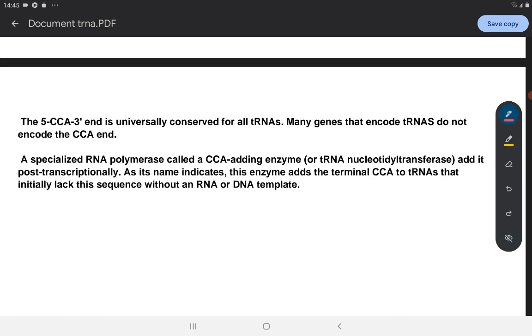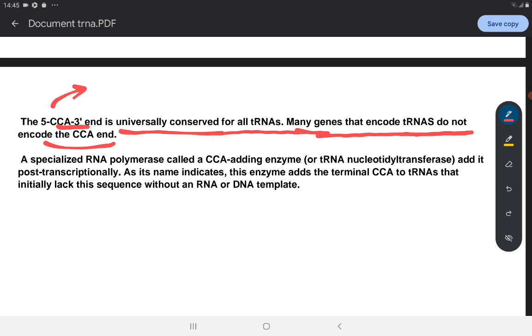Now the 5' CCA 3' end is universally conserved for all tRNAs. Many genes that encode tRNAs do not encode the CCA end. Now the CCA at the 3' end is, as you see, universally conserved. It is required in all tRNAs, in prokaryotes, in eukaryotes, in all the 50 to 100 different kinds of tRNAs present in an organism. All of them require this universally conserved CCA sequence. But certain genes that encode tRNA do not have the CCA end. So how is the CCA end added?